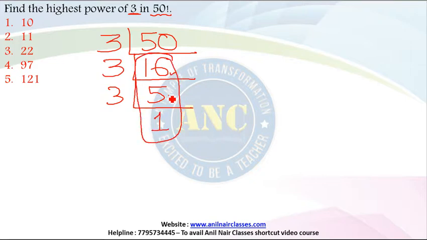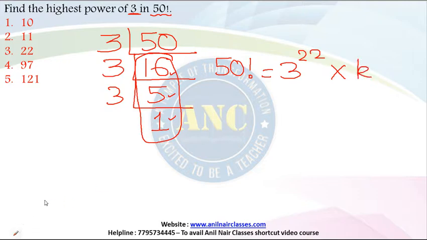16 plus 5 is 21 plus 1 is 22. So 50 factorial can be written as 3 power 22 into some constant. But your question is, find the highest power of 3 in 50 factorial. Highest power of 3 in 50 factorial is how much? It is 22. Option 3. Answer for this question is 22.